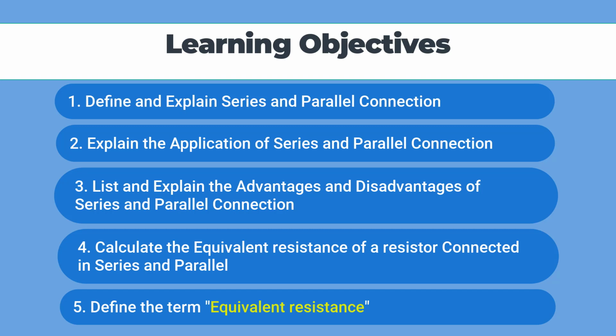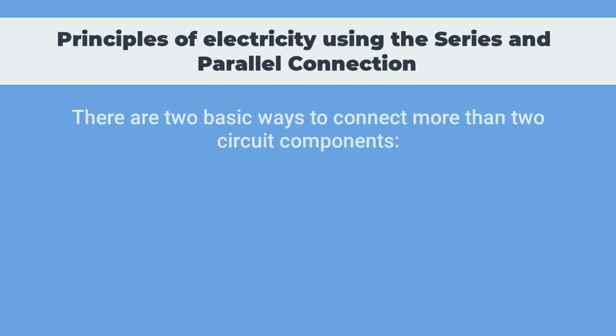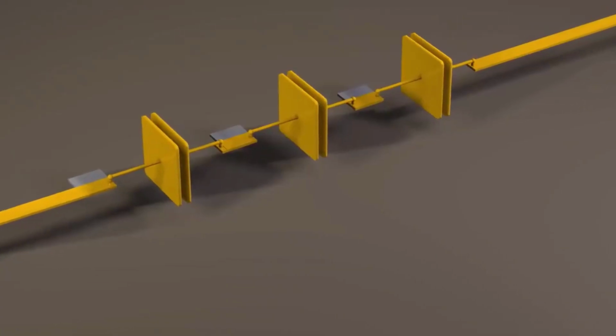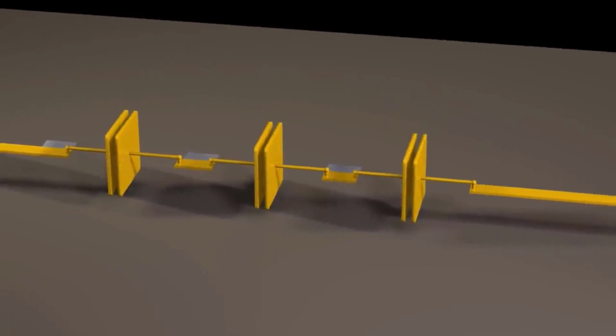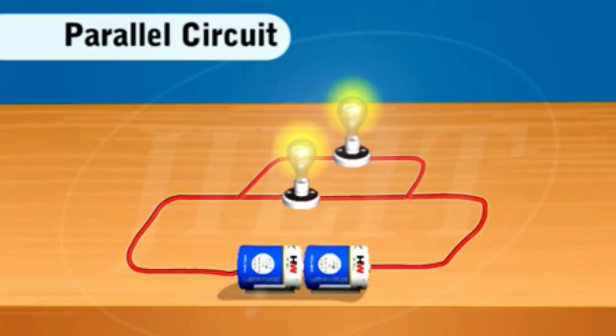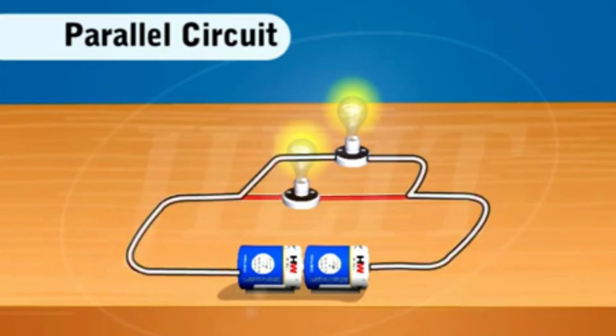Before proceeding with this lecture, it will be important to describe the principles of electricity using the series and parallel connection. There are two basic ways to connect more than two circuit components: series and parallel. The basic idea of a series connection is that components are connected end to end in a line to form a single path through which current can flow, while in a parallel connection, all the components are connected across each other's leads. In a parallel connection, there are many paths for current flow, but only one voltage across all components.